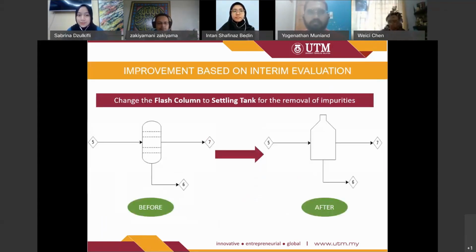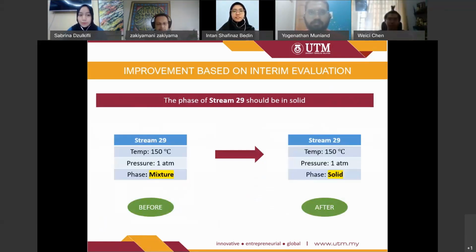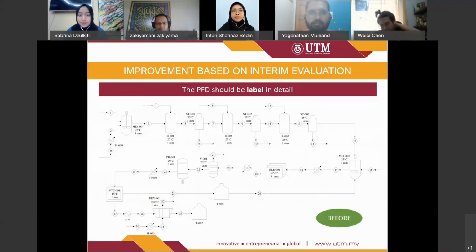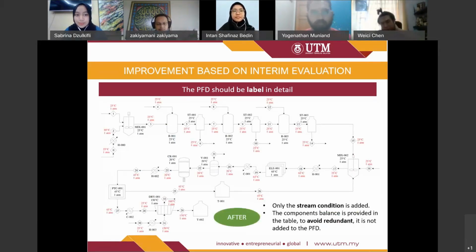First, we have changed the flush column to a settling tank in order to remove the impurities. And we have also changed the phase of stream 29 from mixture to solid. Next, we have also added some details in the PFD. This is the before, and this is the after. Only the stream condition is added. The mass and energy balance are not added to avoid redundancy, as it is already available in the stream table.